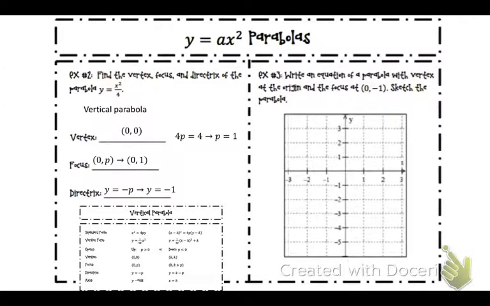Okay. Example 3, it says write an equation of a parabola with vertex at the origin, so there's my origin, and focus at 0, -1. So there's my focus. That means that the directrix is at y equals 1. And then if that distance from the vertex to the focus is 1, I'm going to go out, double that, so I'm going to go out 2, and there's that point right there. Now we can draw that.